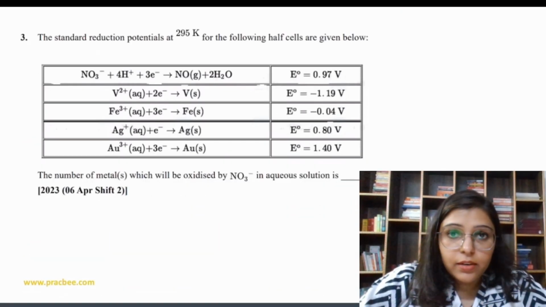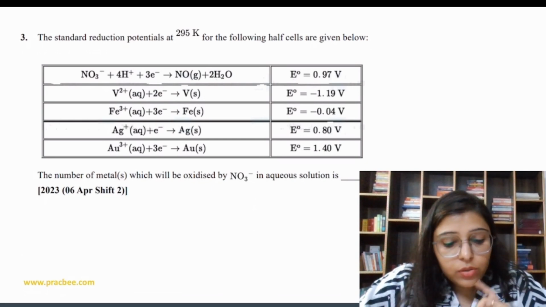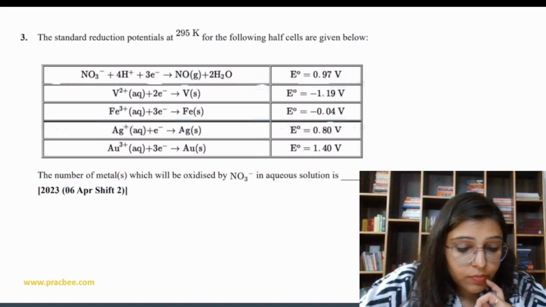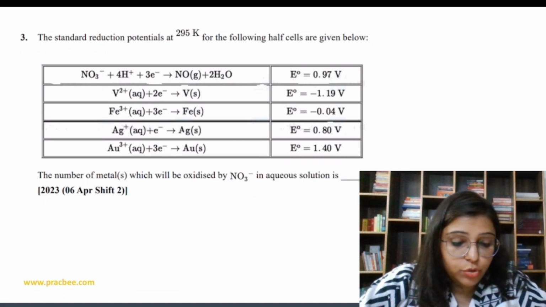Now let's do the next question. We have the standard reduction potential at 295 Kelvin for the following half cells, right? So the number of metals which will oxidize by NO3 in aqueous solution is.